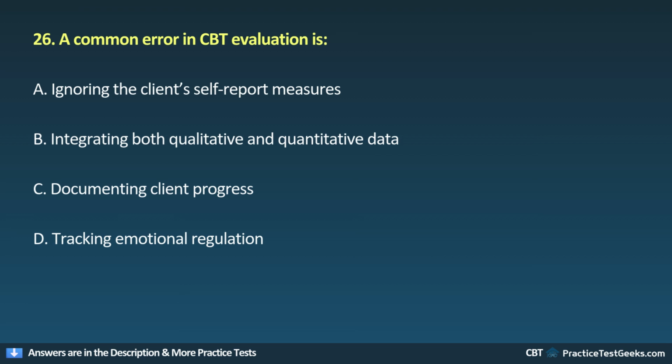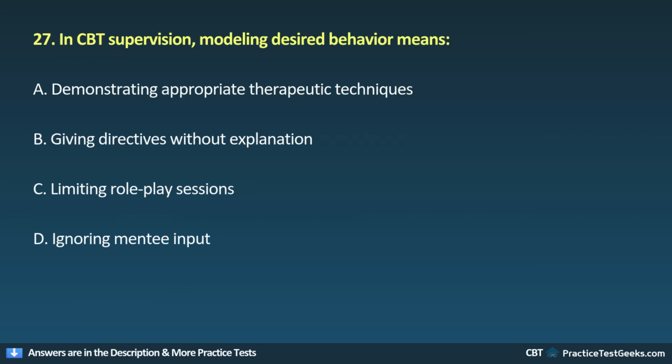26. A common error in CBT evaluation is A. Ignoring the client's self-report measures. B. Integrating both qualitative and quantitative data. C. Documenting client progress. D. Tracking emotional regulation.